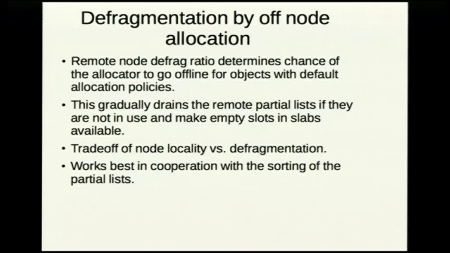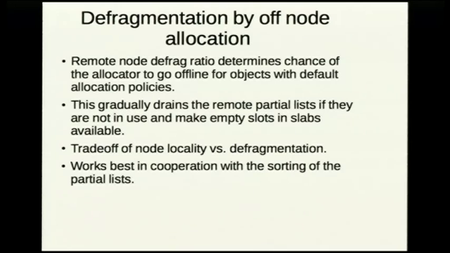And then I found another way to do this also in the SLUB allocator. I can do defragmentation by off-node allocation. Let's say one node has a huge partial list and the other one constantly gets allocated from. In that case, the large partial list of the other node stays there. So what I'm doing here is, if the system does not indicate that the memory should come from a particular node, once in a while we go to a different node just to allocate something on the other node. And if we do that frequently enough, then the partial pages will vanish from the other node.